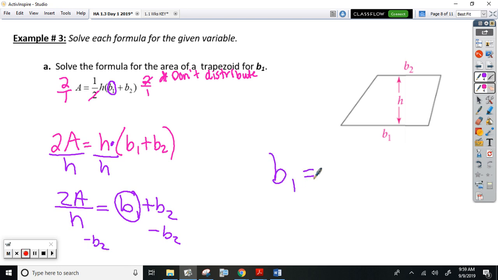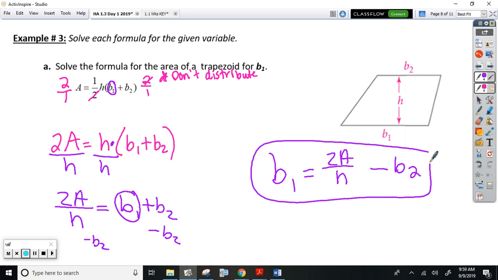So there's two ways you can write your answer. You can either have 2a over h and then minus b2 at the end. Do not put it all over h because it's not. If you wanted to write it as one whole fraction, you would then need to make this have a denominator of h, which would be 2a minus hb2 all over h. I don't recommend that, but it is the equivalent form. I would prefer what I have in purple there.